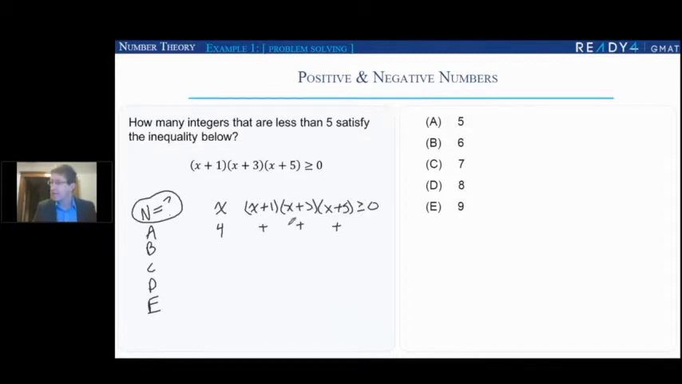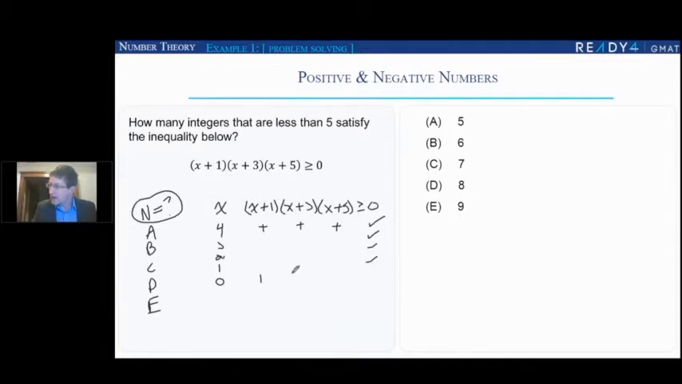But when you multiply positive times positive times positive, you're going to get a positive value. And then you can see really quickly that the same thing's going to happen for 3, 2, and 1. They're all going to give the same basic outcome. Then you get the number 0.